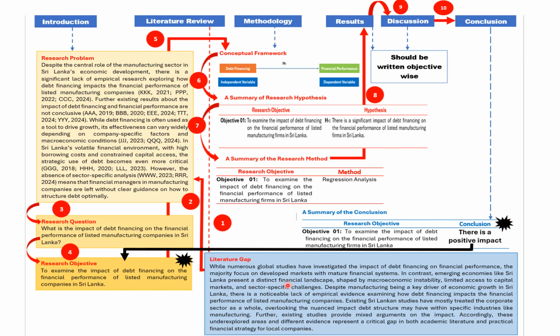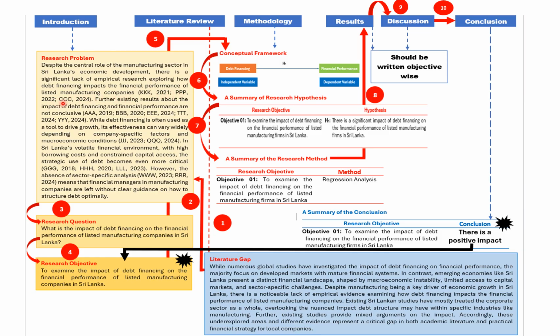Then you will write this as a problem, as I earlier said, under the research problem in your introduction chapter, right? So that is how your literature review links initially with the introduction part, more specifically the research problem. So here you can say, under the research problem, despite the central role of the manufacturing sector in Sri Lankan economic development, there is a significant lack of empirical research exploring how debt finance impacts the financial performance of listed manufacturing companies.